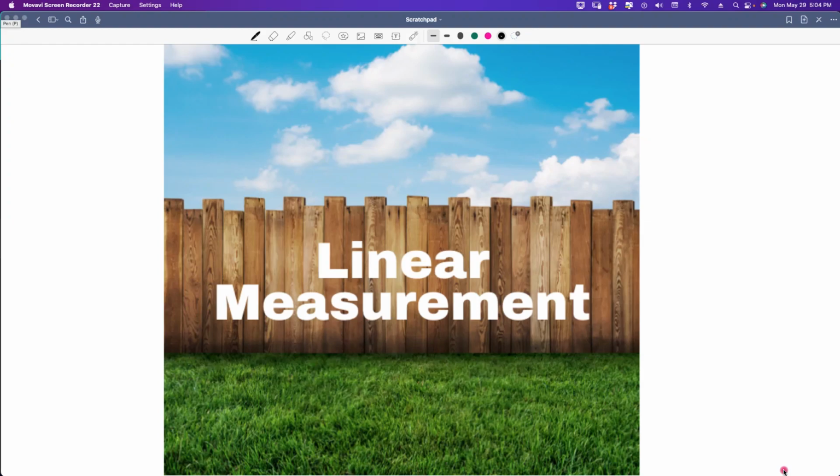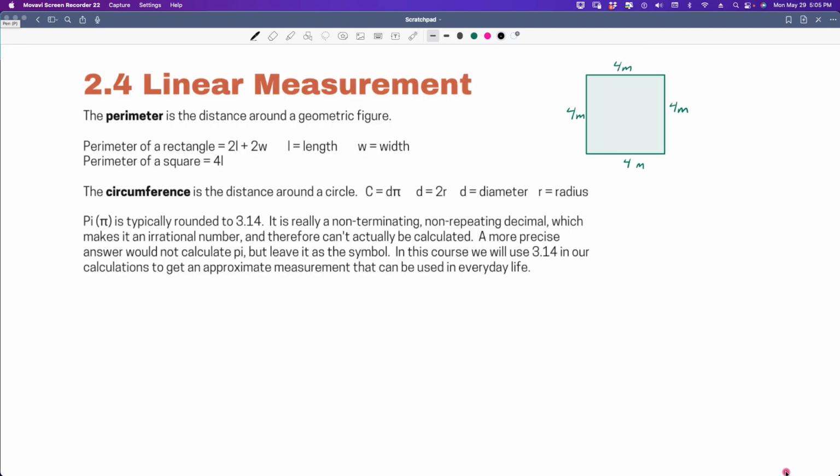Welcome students to lesson 2.4. We're going to talk about linear measurement today. So linear measurement is just another fancy way of saying length or distance.